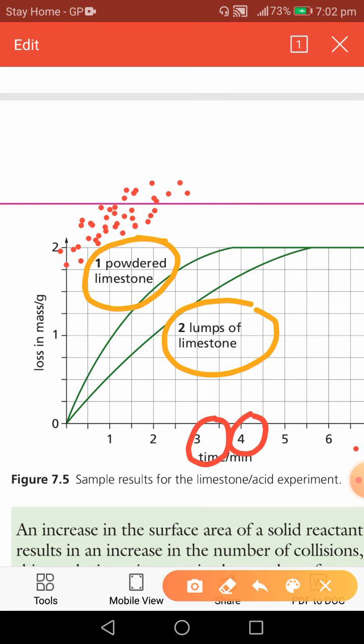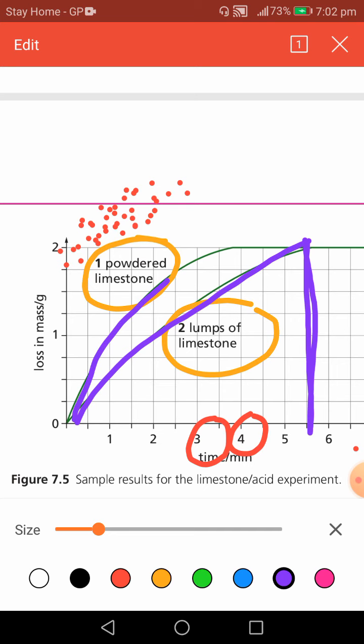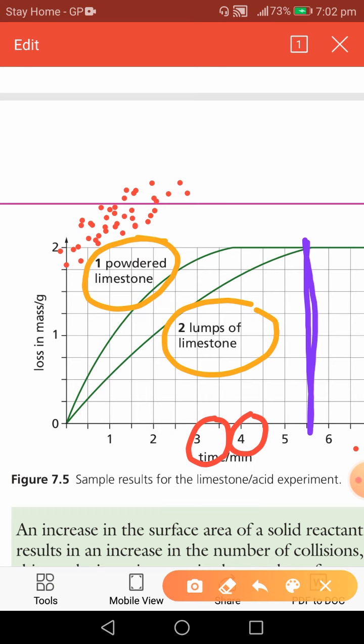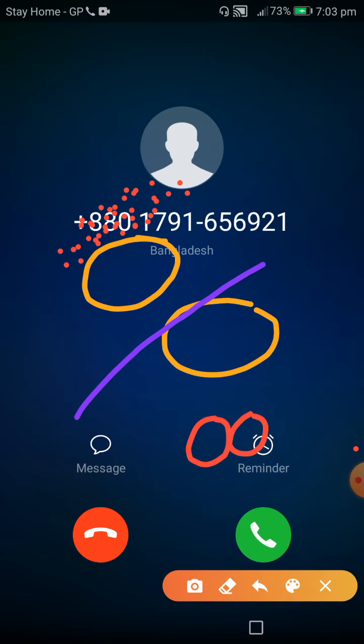But look, in the first case, what is the final amount of carbon dioxide produced? Oh sorry, I'm wrong. In the first case, the amount of carbon dioxide produced was 2 gram. In the second case, the amount of carbon dioxide produced was 2 gram. But let's look at the time required.